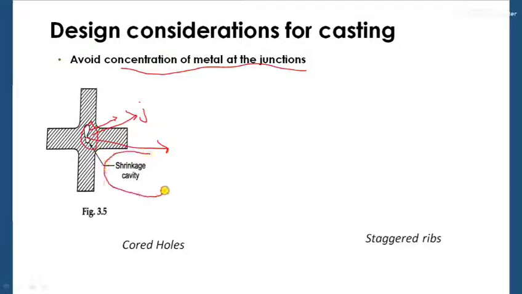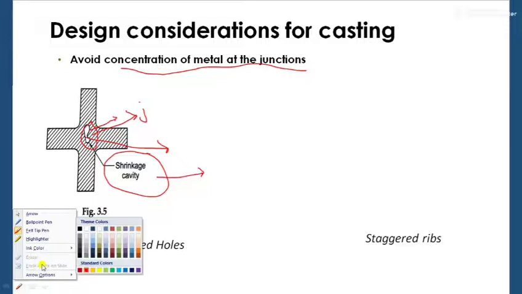What is this shrinkage cavity? It is also called a blowhole created at the center, and this will create the stress concentration, right? This is also called a stress concentration. So to avoid the concentration of the metal, there are two ways. How will you avoid this shrinkage cavity or the blowhole created at the center? There are two ways. We'll understand these two ways.